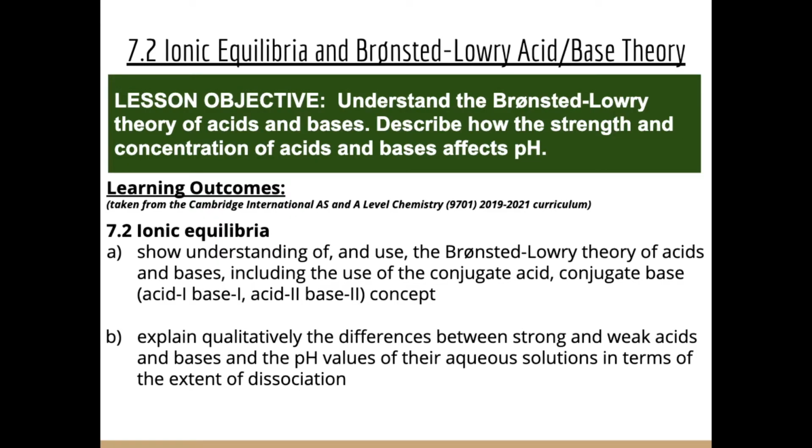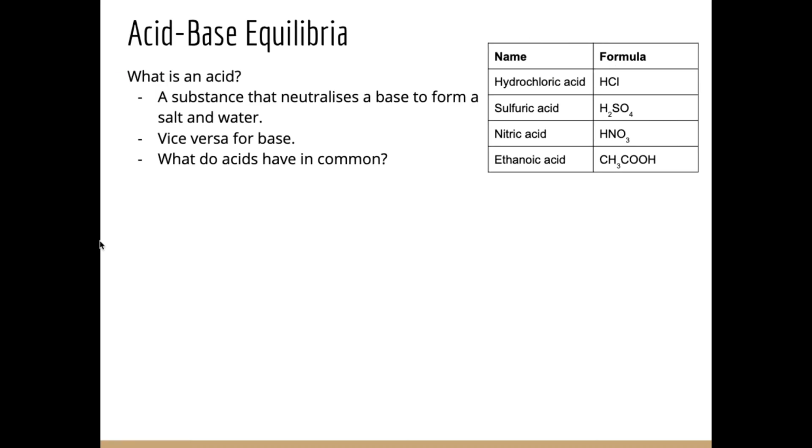Hello, thanks for joining me as we finish off Unit 7, our Chemical Equilibria unit. To finish off today, we're looking at the concept of ionic equilibria and the Brønsted-Lowry acid-base theory, where our lesson objective is to understand the Brønsted-Lowry theory of acids and bases, describe how the strength and concentration of acids and bases affect pH, and the final two learning outcomes that we'll be addressing from this unit.